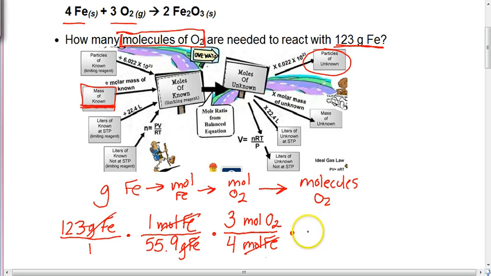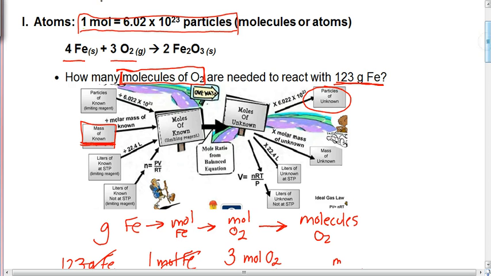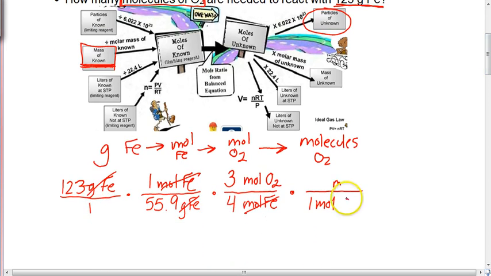And then last but not least, we want to convert those moles of oxygen into molecules of oxygen. And we know that 1 mole of oxygen is 6.02 times 10 to the 23rd molecules. We'll put 1 mole of oxygen on bottom, and 6.02 times 10 to the 23rd molecules. And there's no good abbreviation for that. Maybe use MOLEC of O2. So moles of O2 and moles of O2 cancel. And now we're ready to type this into our calculator.